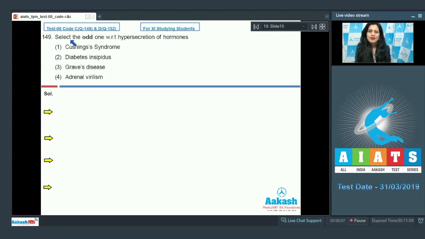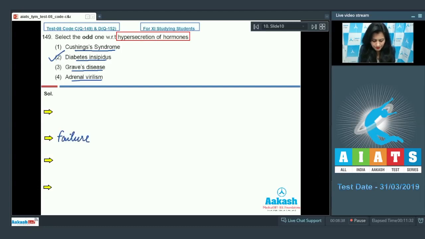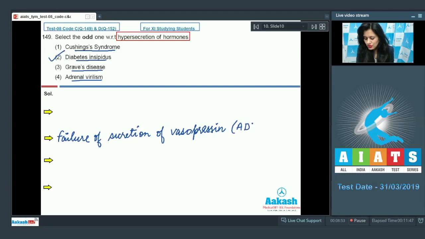Question number 149. Select the odd one with respect to hypersecretion of hormones, and the options given are Cushing syndrome, diabetes insipidus, Graves' disease, and adrenal virilism. And the correct answer to this question is option number 2, diabetes insipidus, because the failure of secretion of vasopressin or ADH, antidiuretic hormone, leads to diabetes insipidus.